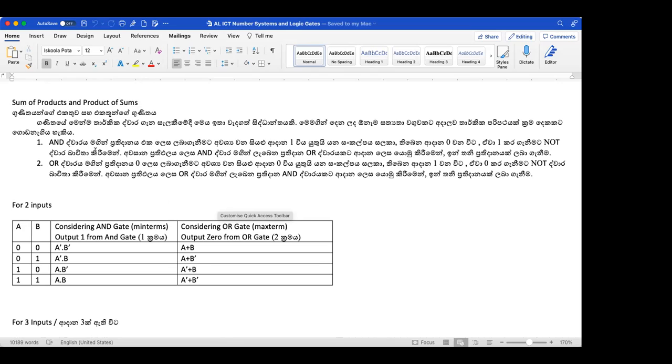In Sinhala we call it ekatuwaka gunitaya ekatuwa. This is there in mathematics also. Sum of products and product of sums is there in mathematics too.